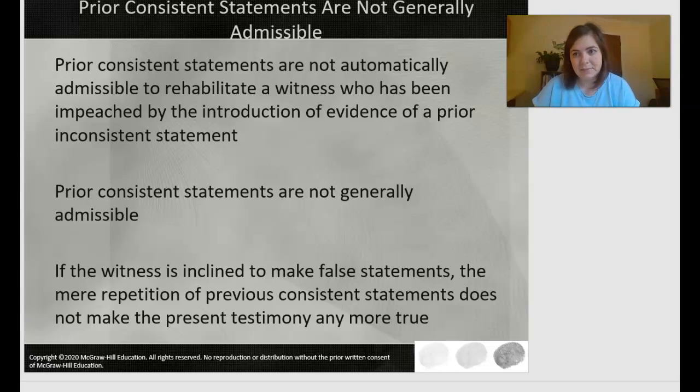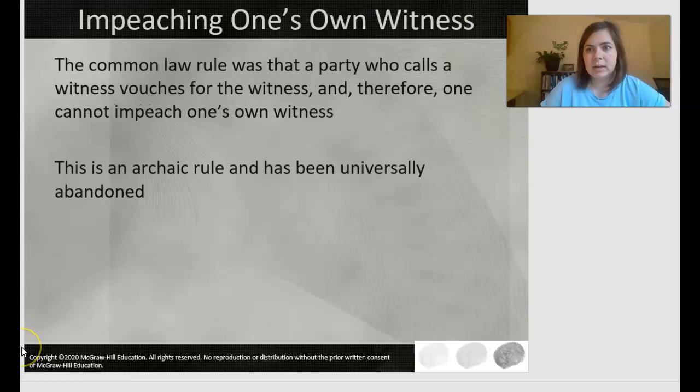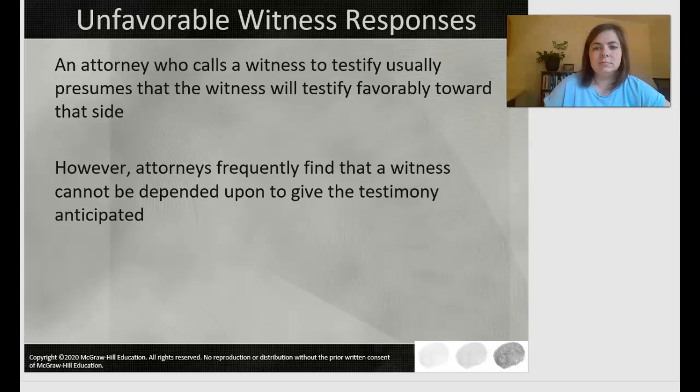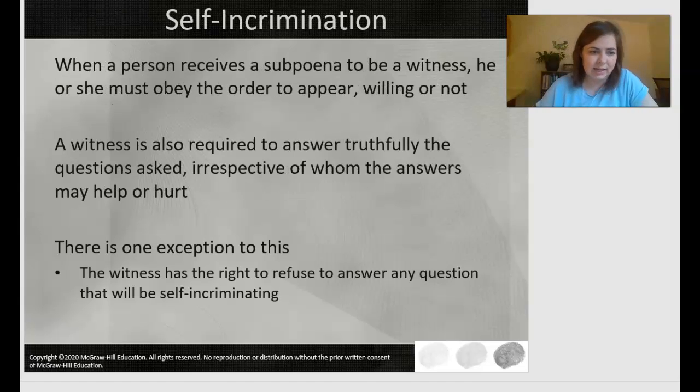Prior consistent statements are not admissible, so you cannot support a witness by saying, oh look, all the times they said the exact same thing, so therefore this must be true. You cannot do that. Those are generally inadmissible. Now, one other thing to note is you can impeach your own witness under the new rules. If you need to, you can impeach any witness, even your own. Witnesses don't always support the side that they're called for. They are there to say what they have to say, and that doesn't always match up perfectly with each side.